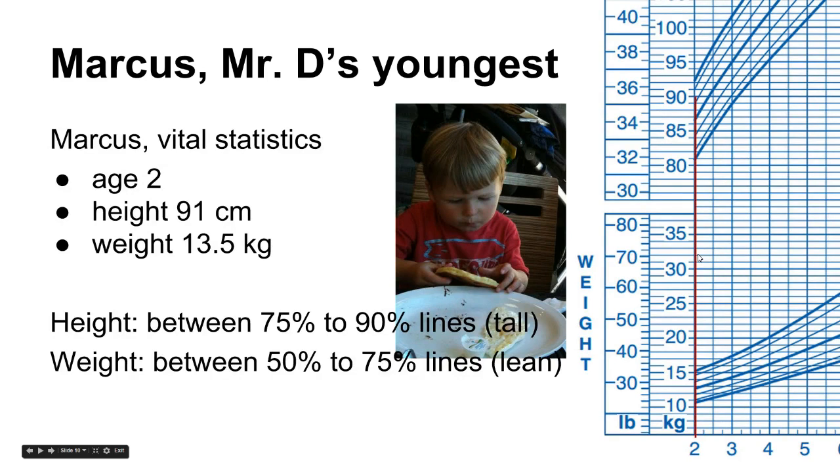Now let's take a look at Marcus's vital statistics. For height, you remember he is 91? So 91 at 2 years old happens to line up with the second last line. The middle solid line is 50, and the second one is 75, the third one is 90. So in this case, he would be at the 90th percentile. Now I can tell you, he is not quite that tall. He is certainly not 90th percentile tall, but he is tall.